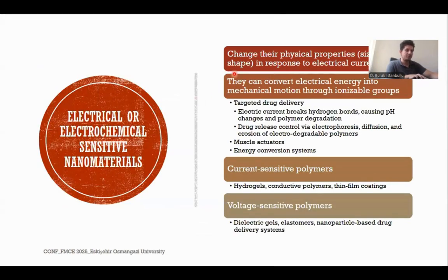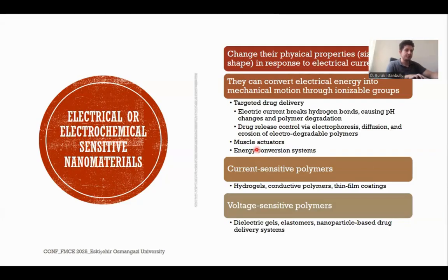Electrically responsive polymers change their size or shape when exposed to an electrical current. They convert electrical energy into mechanical motion via ionizable groups. Their applications include targeted drug delivery. Here, the electric current disrupts hydrogen bonds, altering the pH and causing polymer degradation. The drug release is controlled through electrophoresis, diffusion, and erosion of electrodegradable polymers.